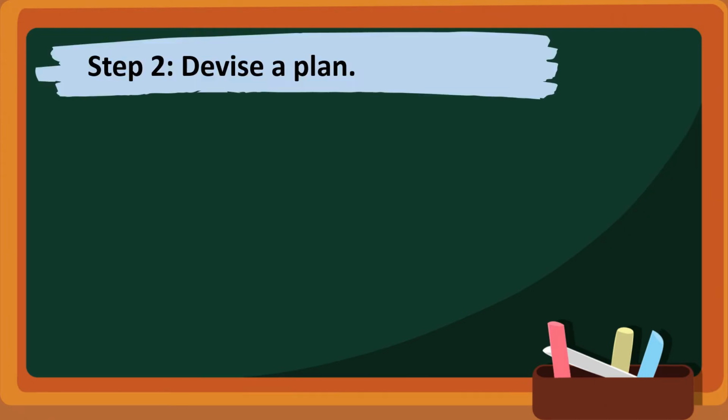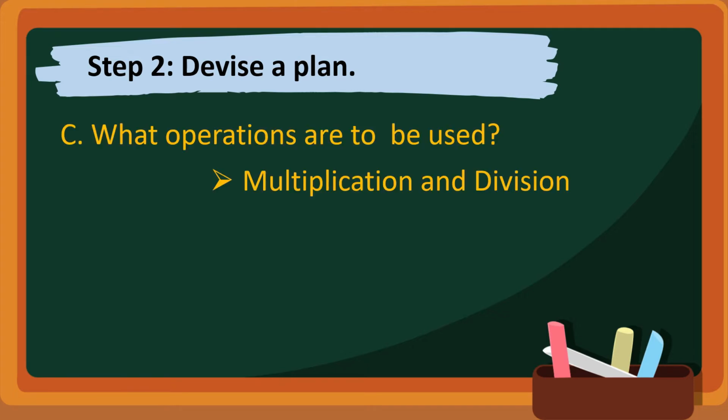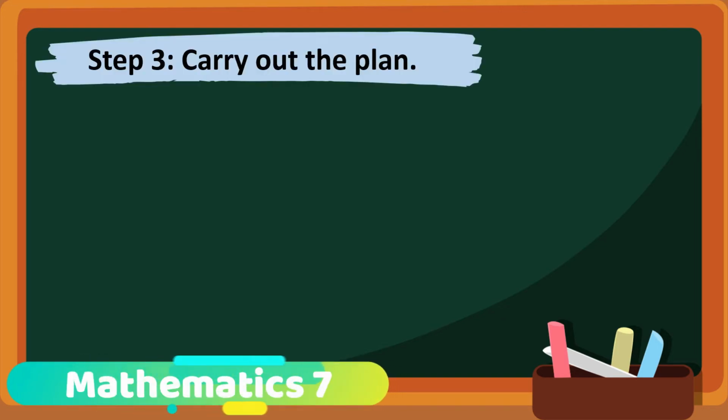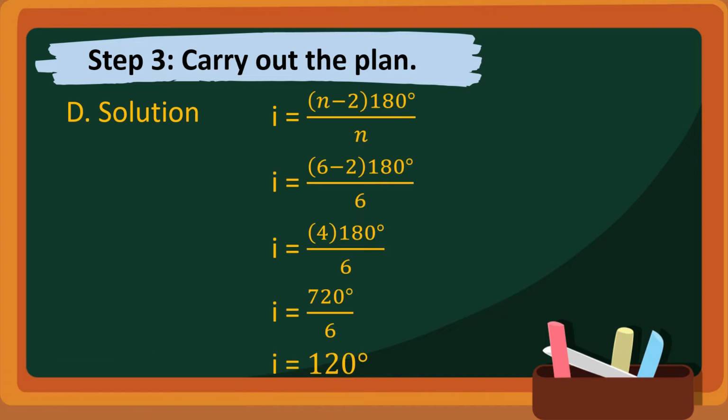Second, let us devise a plan. What can be applied to the given problem? Third, carry out the plan. Now we can try solving the problem. All we need to do is place the information indicated in the problem. Follow the step-by-step rule.